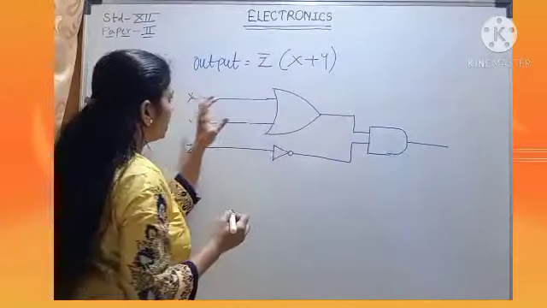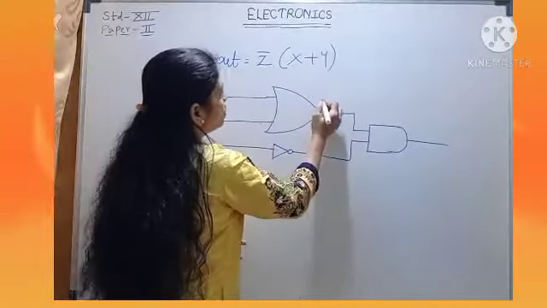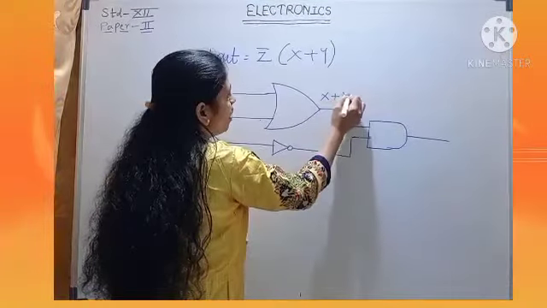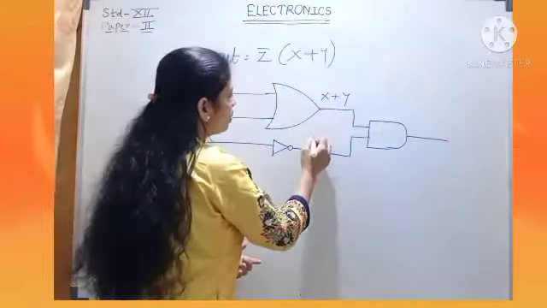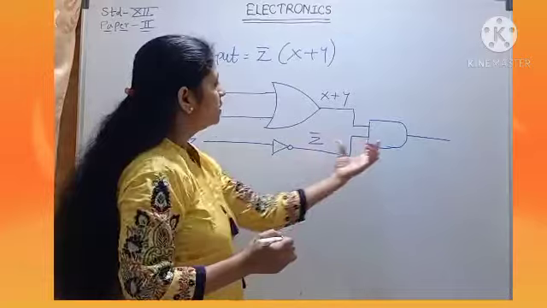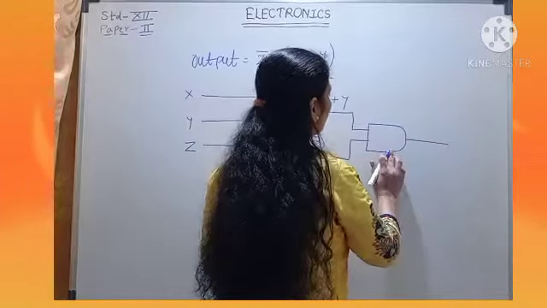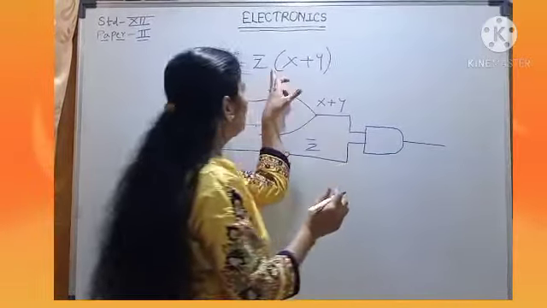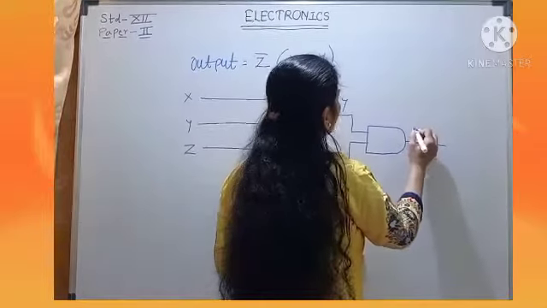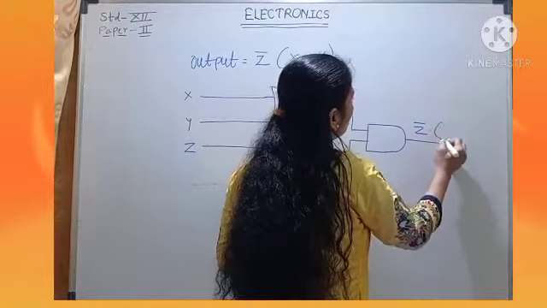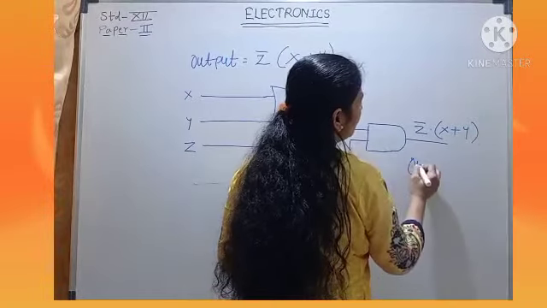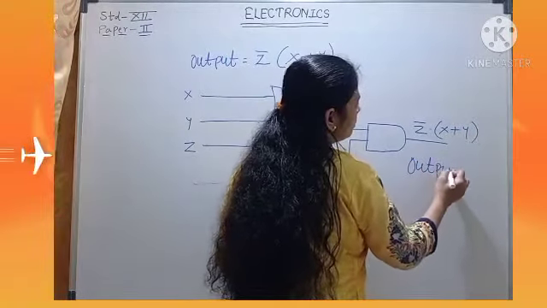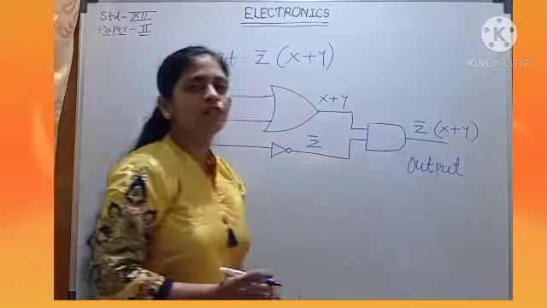So see here x, this is y. So here we got x plus y. This is z. NOT gate will do the complement. So we got here z bar. And this is the AND gate. So this AND gate will give us the dot product. So here we got z bar dot x plus y. And this is our final output for the given situation.